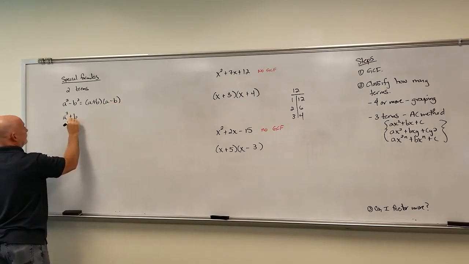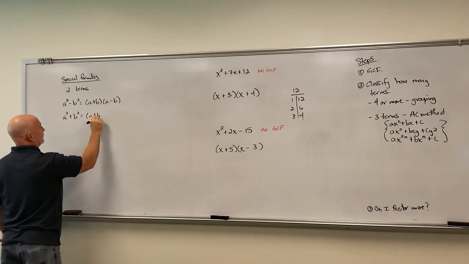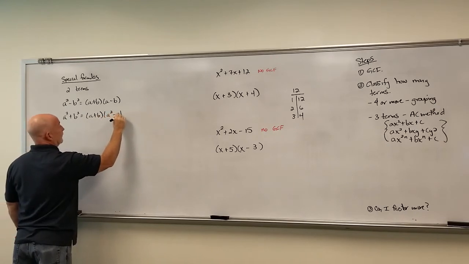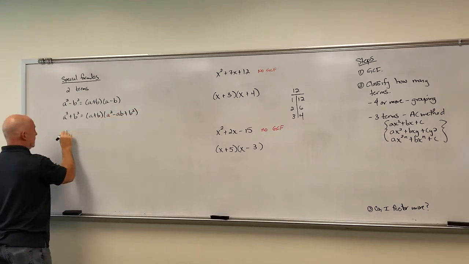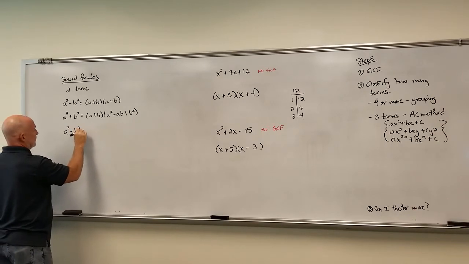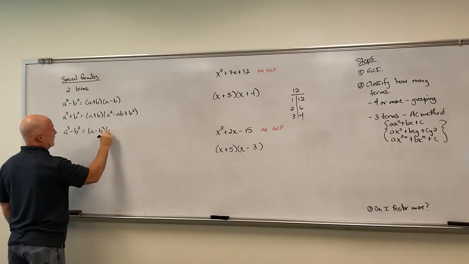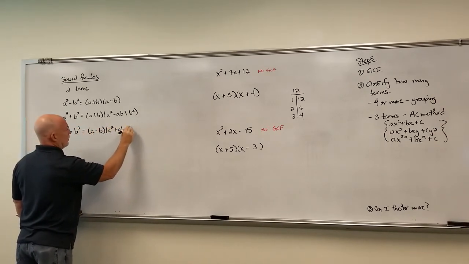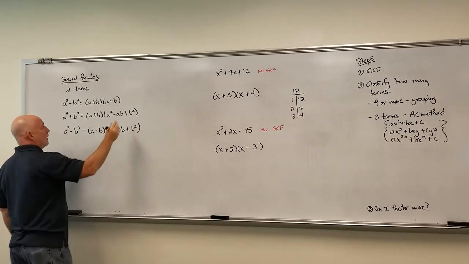A cubed plus b cubed equals a plus b times a squared minus ab plus b squared, and a cubed minus b cubed equals a minus b times a squared plus ab plus b squared. All right.